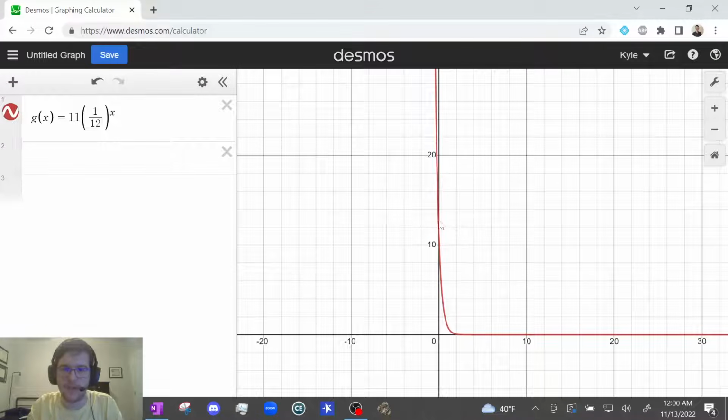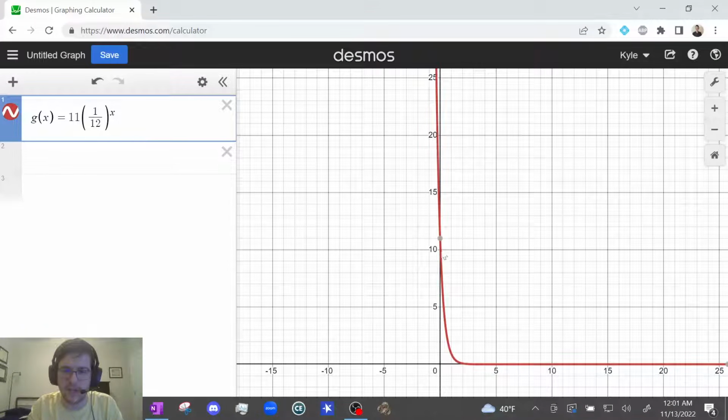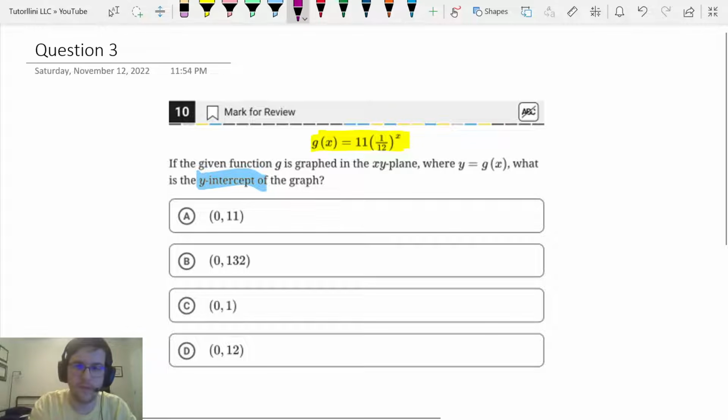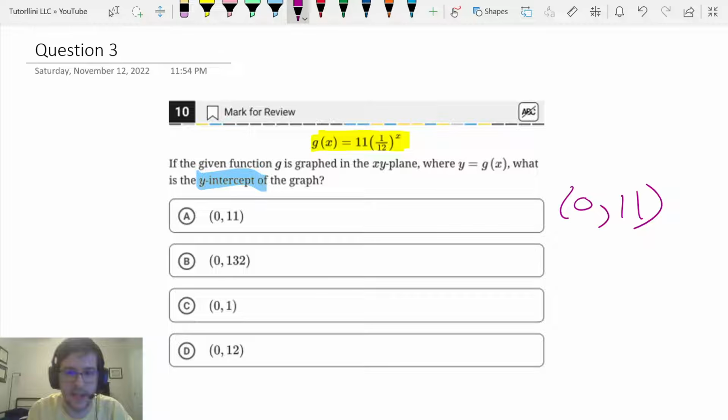Great. So it seems like it's somewhere over here. Let me click. There we go. Looks like the y-intercept of this function is 0, 11. So let's go back to the question and write that down, just in case there was a follow-up question on that. And that would give us answer choice A.